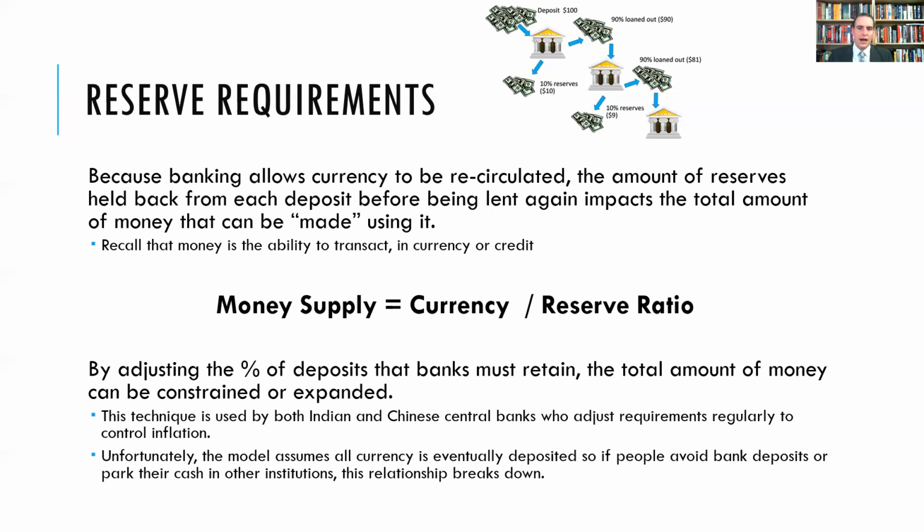The reason that the Indian and Chinese central banks are able to still make good policy use of adjusting reserve ratios is because of the intensity with which financing flows through banks in those countries and the level of usage that the banking system has by everyday individuals.